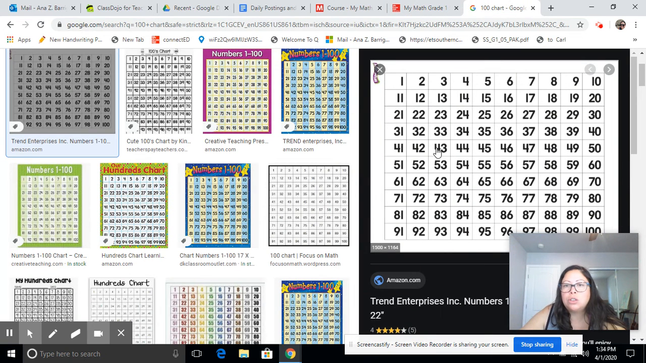And you can use your hundreds chart to help you figure that out, or you can look one up online. So you would go 10 more than 43 is 53. So 10 more. So it goes directly underneath this, 10 spaces.